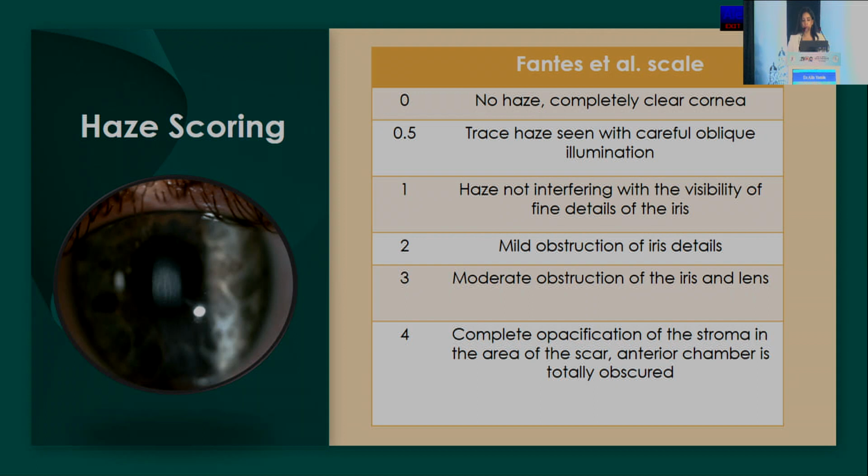Coming to the haze scoring, clinically, there is the Fantes et al. scale, which signifies grade 0 when there is no haze, 0.5 when there is trace haze, which is seen with careful oblique illumination, grade 1 when the haze is not interfering with the visibility of fine details of the iris, grade 2 when there is mild obstruction of the iris details, grade 3 when there is moderate obstruction of the iris and lens, and grade 4 when there is complete opacification of the stroma in the area of scar.